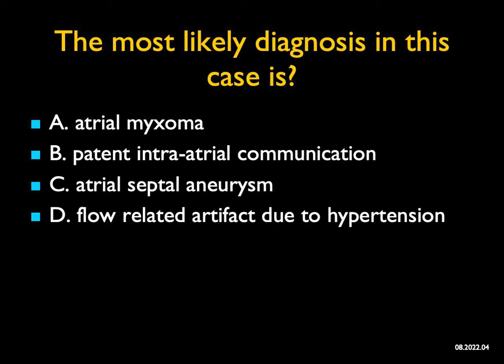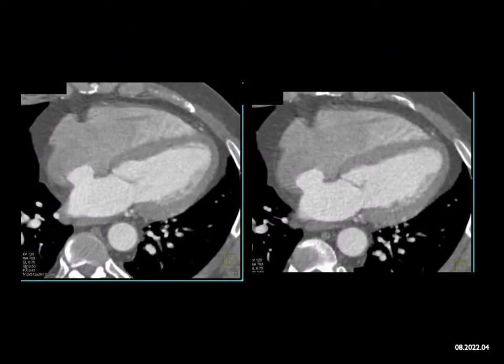The most likely diagnosis in this case is, and this is one of those cases where if you've seen it before, you know the answer. If you haven't seen it, you'll never get it right. If you look at the enhancement, you see the patient's left ventricle, you see left atrium. Then you see an outpouching from the left atrium into the right atrium. It's not a filling defect, so it's not an atrial myxoma. It's not an interatrial communication like AV shunting. Then you would see contrast irregular, not this smooth outpouching. It's not flow related by any means.